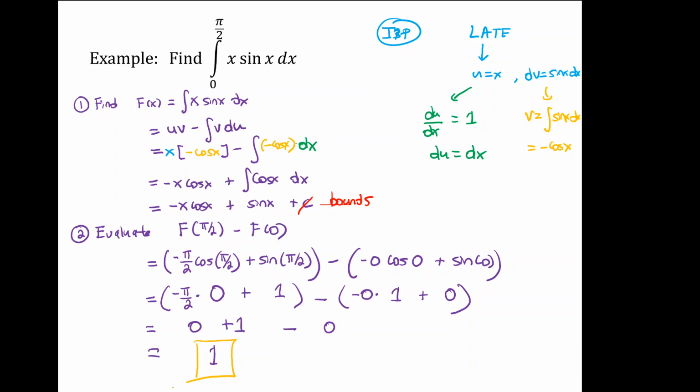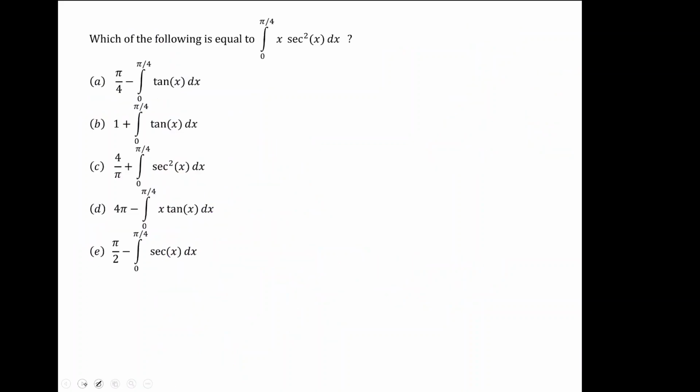Okay, last problem. It's a multiple choice style question. It's asking which of the following expressions is equivalent to the expression given: the integral from 0 to pi over 4 of x times secant squared of x.